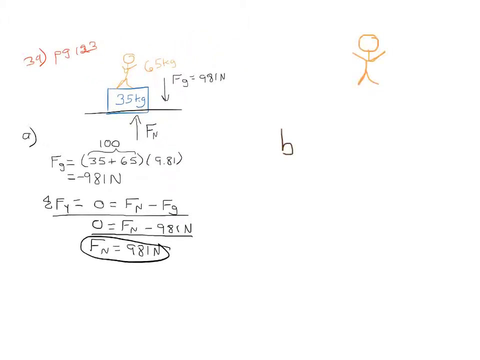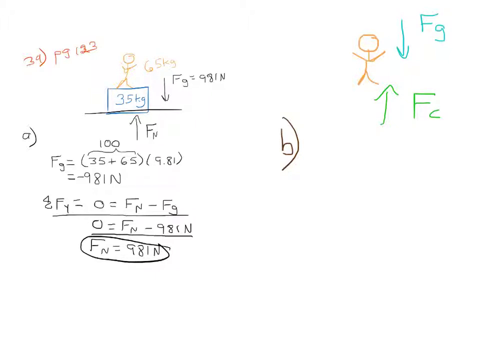For part B, we're looking at the force that the box is exerting on the guy. So if we look at a drawing here, we have the guy. As always, we draw the forces acting on the guy. We have the force of gravity pushing down, and the thing that's pushing the guy up is the force of the crate. So we have the force of the crate pushing up. These are the only forces.